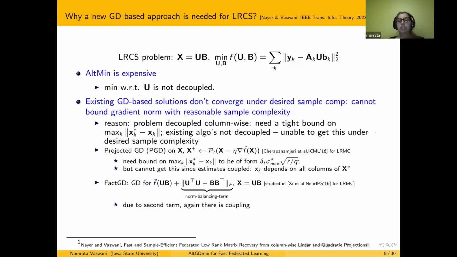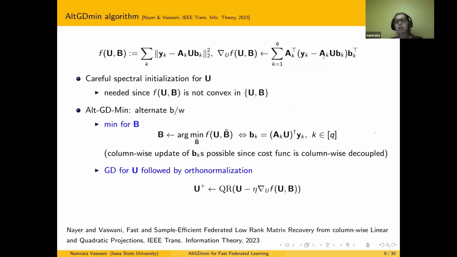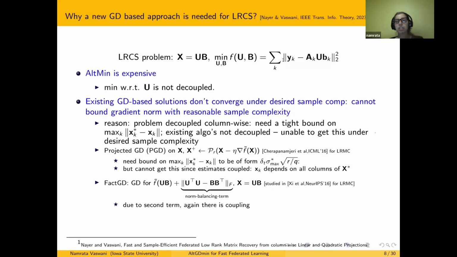So, Prakash, notice here, this is what I mean by decoupling. In this cost function, my bk appears only in the kth term in the summation, so the optimization over bk can be very cheap. Whereas U appears in all the terms of the summation, so minimization over U keeping B fixed will be expensive. So AltMin is expensive for that reason.